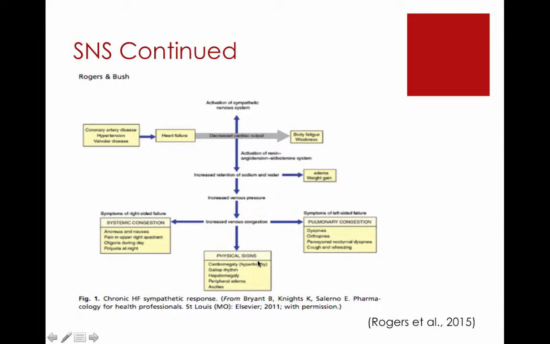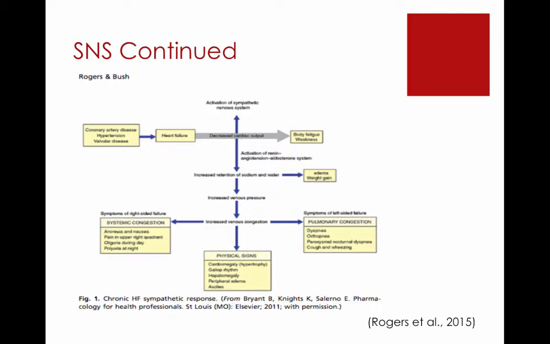So the person at the end result would have some physical signs of hypertrophy, pulmonary edema, and the rest that's listed. So that's a great little diagram that explains the overall system of the sympathetic nervous system.